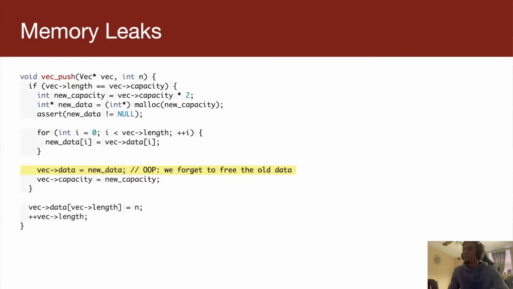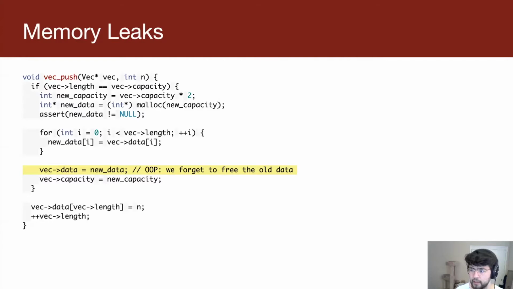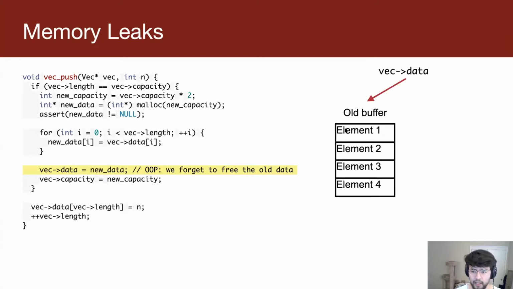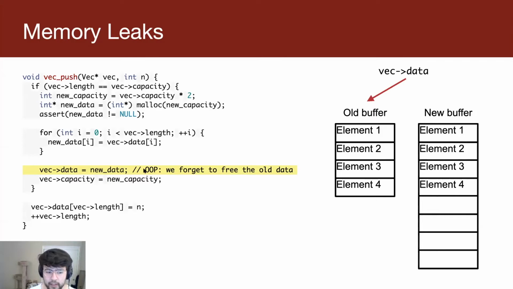So one of the simplest to understand, I think, is the memory leak. This is what I was just talking about, where vec push is allocating a new buffer. That's this new data here that is twice the size of the old one. And then it copies the data over and switches over to using the new buffer. So what this looks like is our vector is pointing to some old buffer, which is full. We want to add a new element. So we allocate a new buffer and copy things over, and then we switch vec data to point to this new buffer. And now we're using the new buffer. But we forget to free this old buffer, so it sticks around, and this is considered a memory leak.